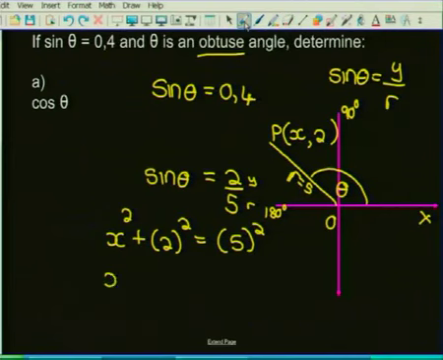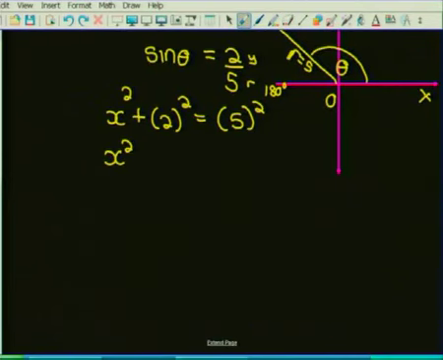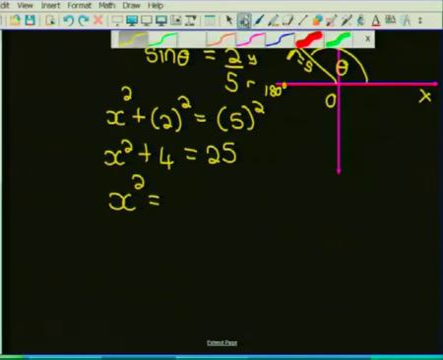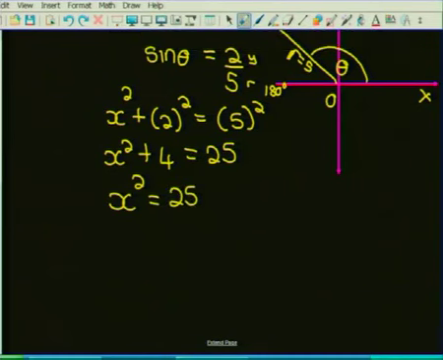So we're going to say x squared plus 4 is equal to 25, which means x squared is equal to 25 minus 4, which is 21. Okay, maybe I should show that step. I think we should show it. Let's not leave out any steps. So it's 25 minus 4, which means x squared is 21.